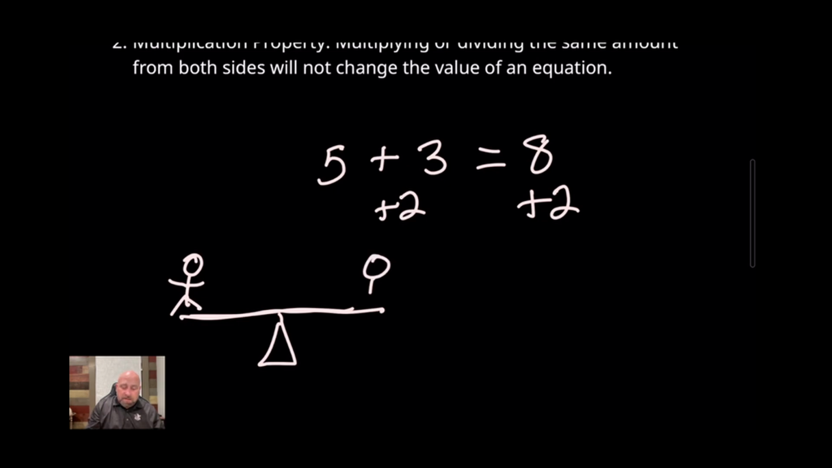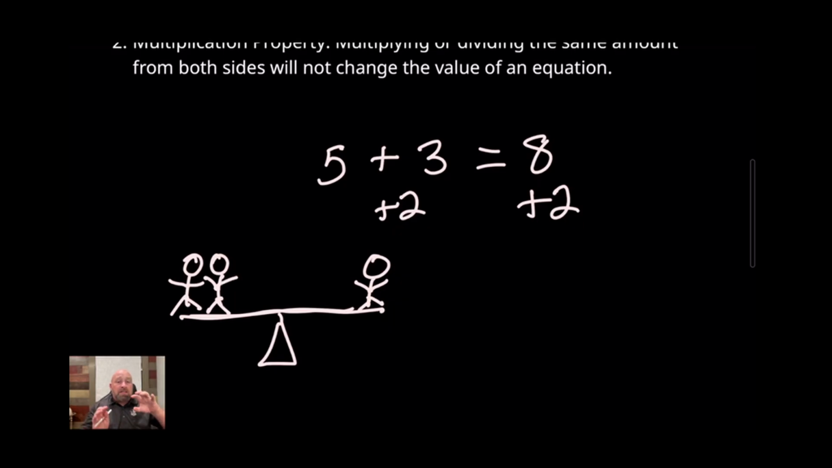I have my second person over here, okay? Now, he's got a little bit bigger head, but it doesn't matter, all right? I'm telling you, they weigh the same amount, okay? Exact same amount. Well, what happens if I add a person to the left side, but I don't add a person to the right side?